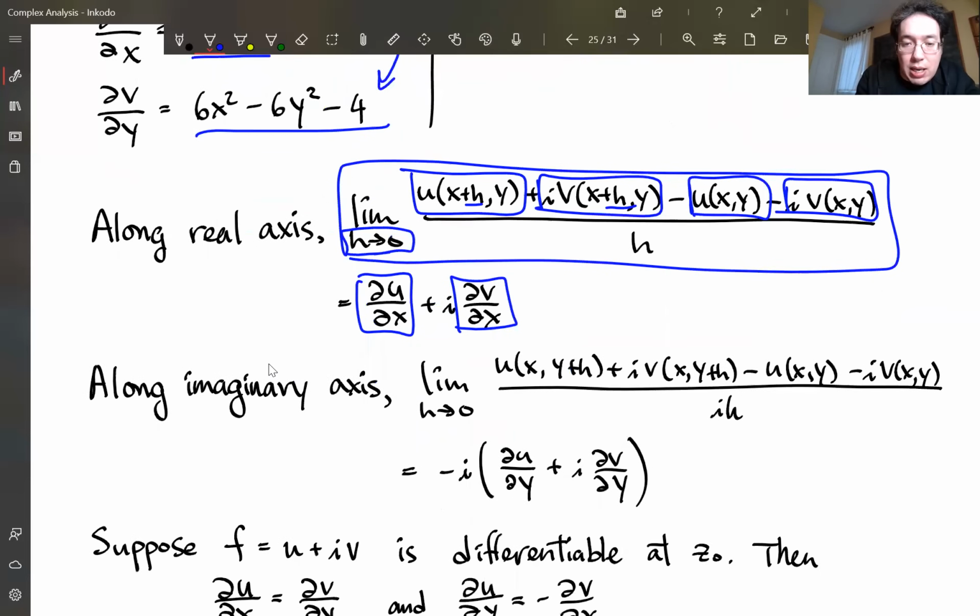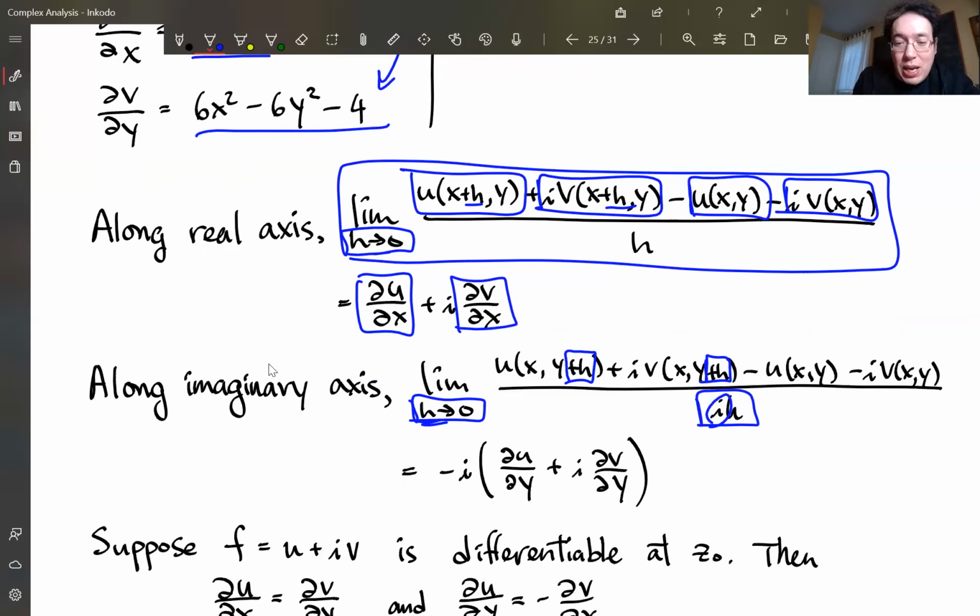This is supposed to match the derivative along the imaginary axis as well. So again, let's take the derivative as h goes to 0. I'm thinking of h as a real number here, but approaching from the imaginary axis. So I'm adding h to the y part of the variable, but I'm dividing by ih, because remember I'm supposed to divide by the change h when it's imaginary, but I'm making it imaginary by multiplying by i, while still thinking about h as a real number. I hope that makes sense.